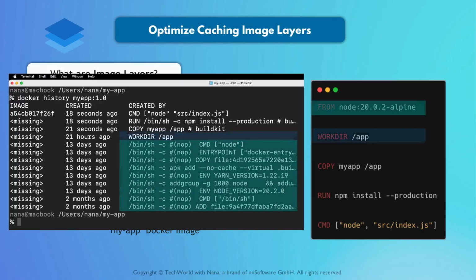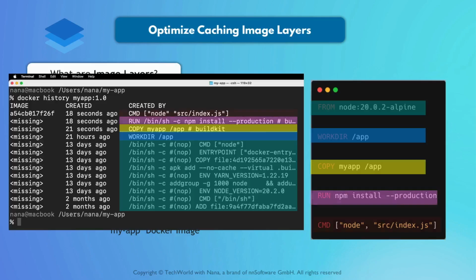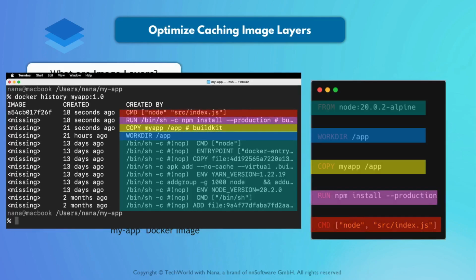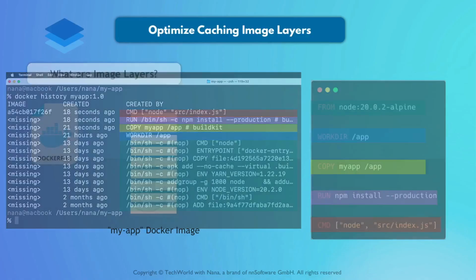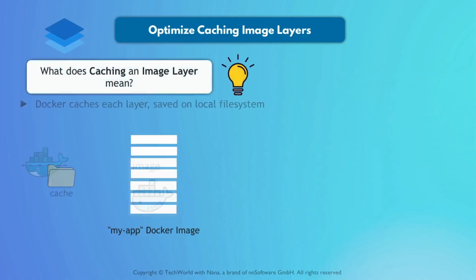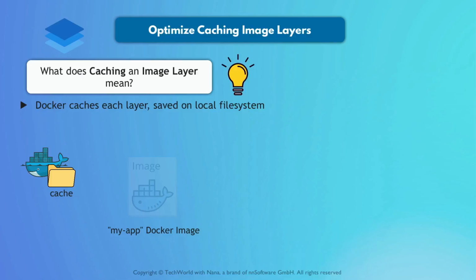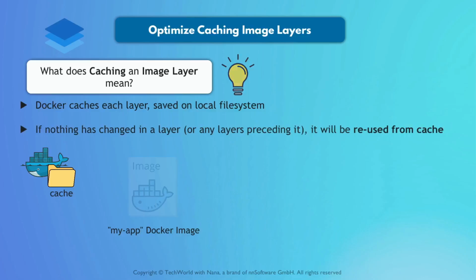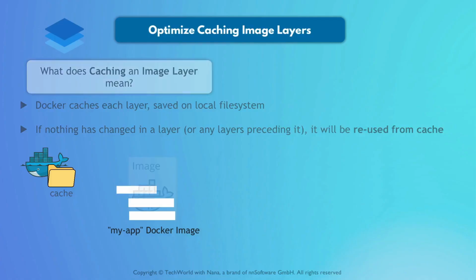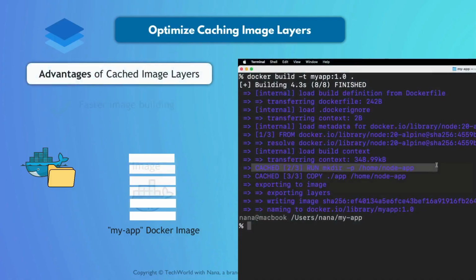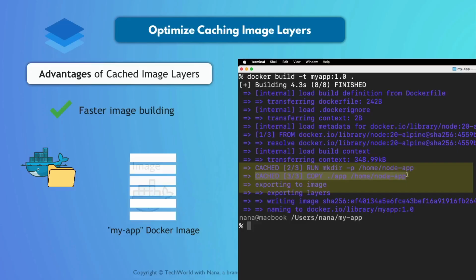So this will display you the image layers with the corresponding commands that created this layer. Okay, now what about caching? Well, each layer will get cached by Docker. So when you rebuild your image, if your Docker file hasn't changed, Docker will just use the cached layers to build the image. This, of course, makes building the image much faster.